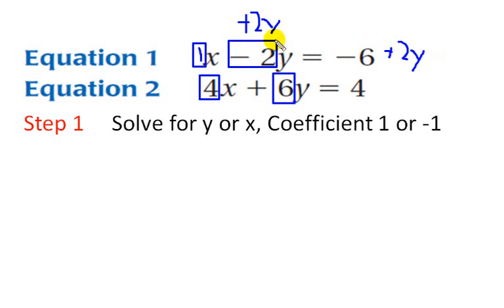Okay, so rewriting what I'm left with, this would cancel out here. Now I'd get left with x equals negative 6 plus 2y. Okay, so we're done with step 1. We just solved for x. So now let's move to step 2.